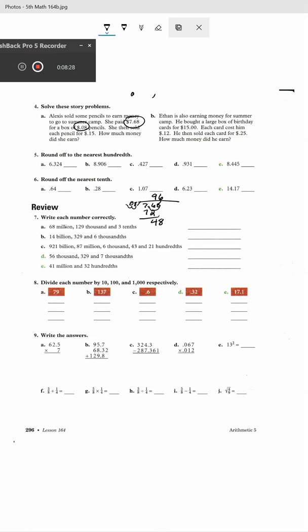I'm going to pull up my answers so I can look smart. So far, I'm great. I did it right. Okay, so the question is, though, how much money did she earn? So if she has 96 pencils and she's going to turn around and sell them for 15 cents a piece, now we multiply.